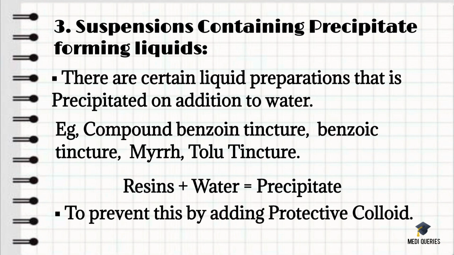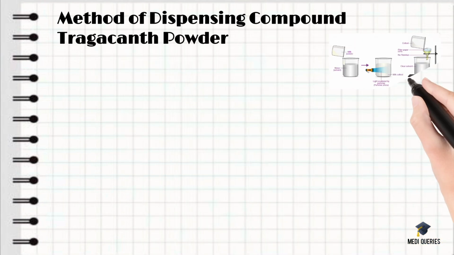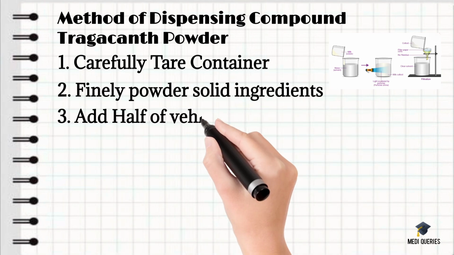So to prevent this, a protective colloid is dispersed in the vehicle before the tincture is added. Here tragacanth mucilage, that is 1/4 of the total volume, or compound tragacanth powder, that is 2 grams per 100 ml, is commonly used as a protective colloid. So we will see how to dispense such type of precipitate forming liquids. There is a small method of dispensing using compound tragacanth powder and also by using tragacanth mucilage here. First, the general method of dispensing using compound tragacanth powder needs to be studied.